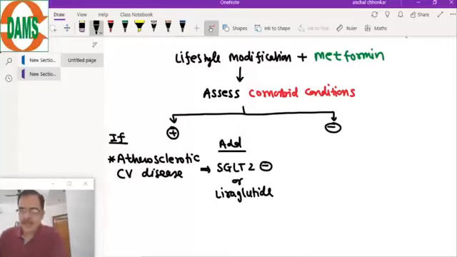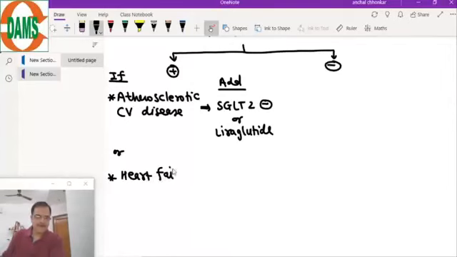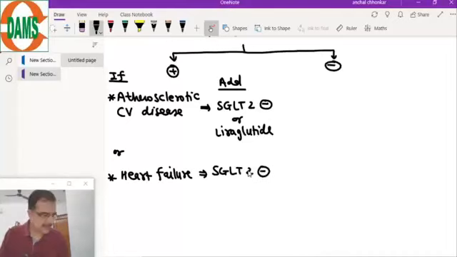Then if a patient has heart failure, add SGLT2 inhibitor.